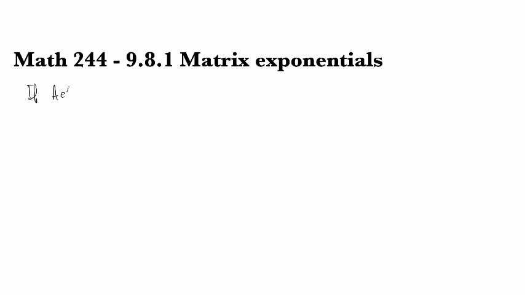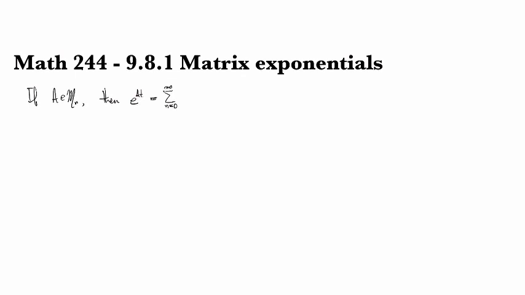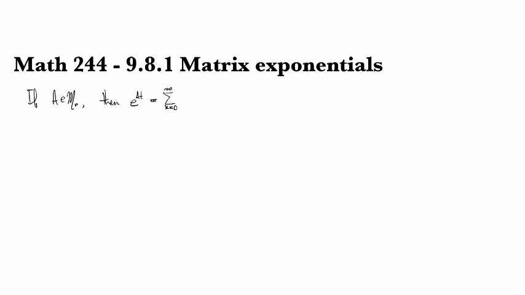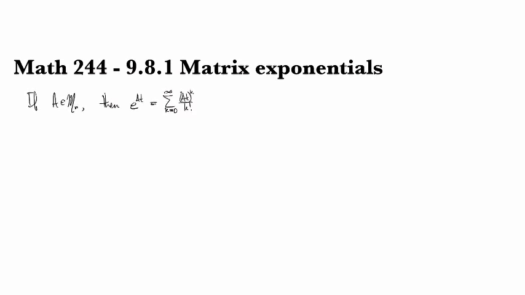So if we've got a square matrix A, then we can define e to the At. So this is going to be the series from k equals 0 up to infinity. Actually, let's go with k, because n is already used for the size of the matrix A. And then we just put in At for the argument in the power series.